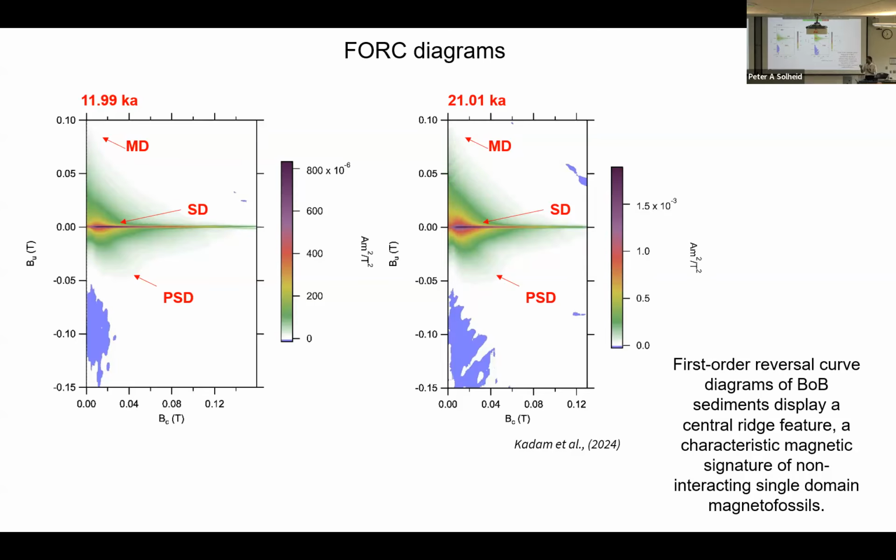So these are all bulk magnetic records, but in order to link the specific type of magnetofossil abundance to the changes in the OMZ, we need to separate out the signatures of these different types of magnetofossil. Not only the magnetofossil, but detrital magnetic minerals also.